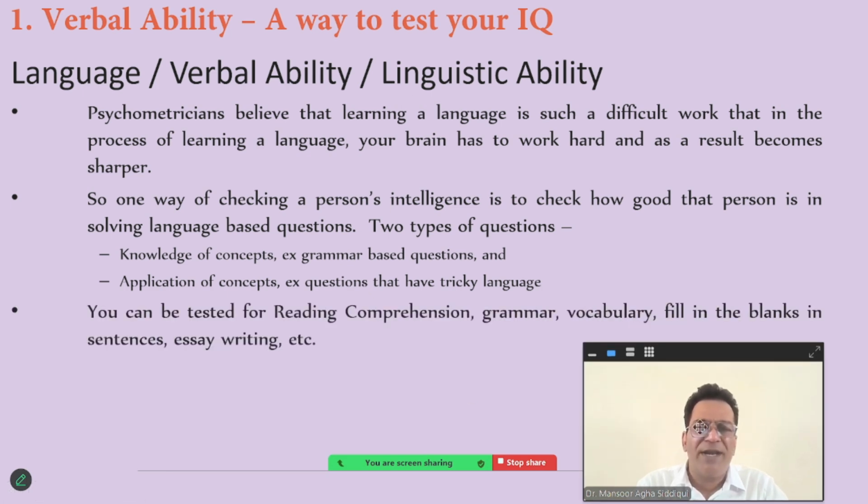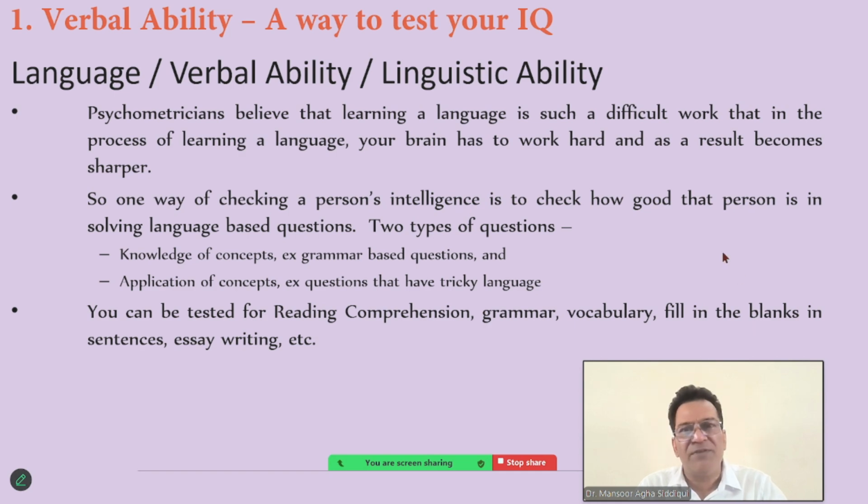Now, you can end up having questions on reading comprehension, grammar, vocabulary, fill in the blanks, sentences, essay writing, etc. Out of these areas, in case of CSAT, directly reading comprehension comes. You need to have a good sense of vocabulary. You need to have the ability to fill in the blanks in sentences. This is something which is required.